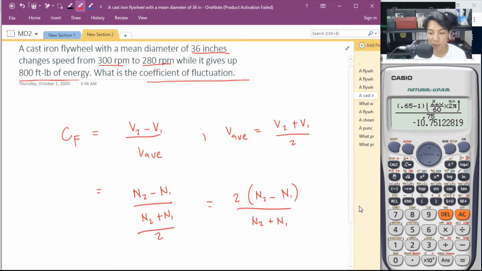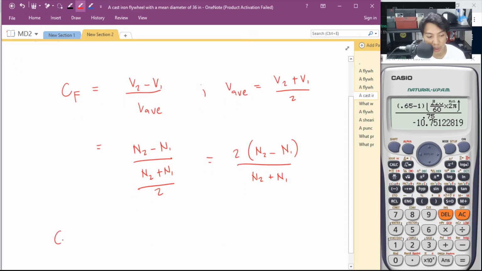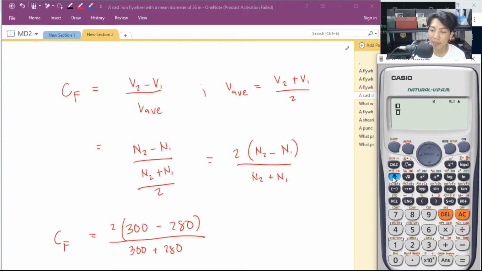Now, let us solve for the coefficient of fluctuation. CF is equal to 300 minus 280 multiplied by 2, divided by 300 plus 280. The coefficient of fluctuation is 2 times 20 divided by 580.